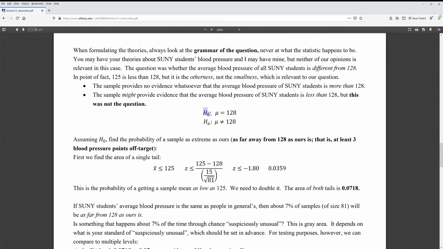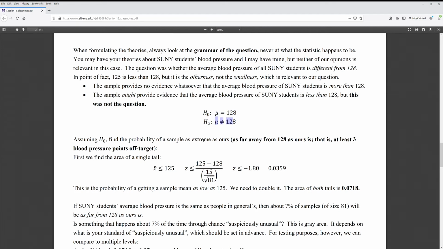H0 is singular, the kind of thing we can assume for the purpose of running the numbers. HA is plural, not the kind of thing we can assume for the purpose of running the numbers. It's the math that tells you which gets the benefit of the doubt. The equality version of the facts gets the benefit of the doubt. Either 125 is reasonably close to 128 in context, in which case this is plausible, or 125 is suspiciously far away from 128 in context, in which case this is more attractive. Either we do or don't reject this, we do or do not find evidence of this once H0 has been rejected.